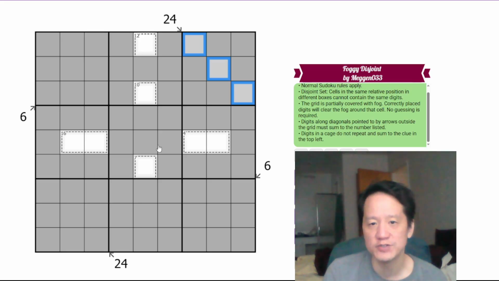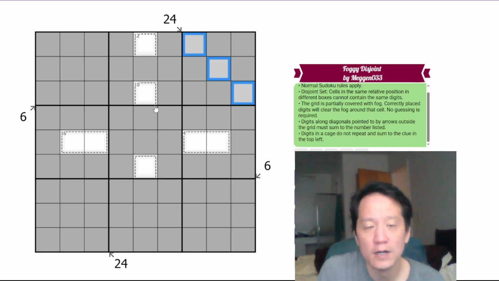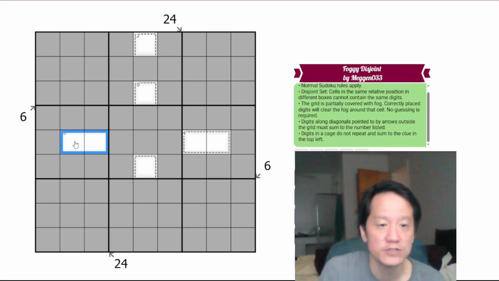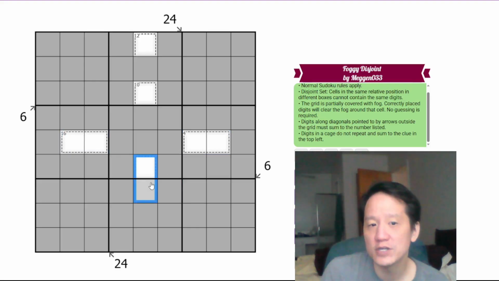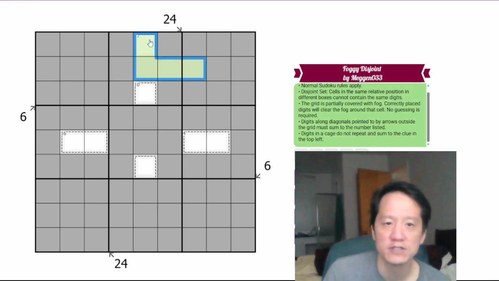And then we finally have that digits in a cage do not repeat and sum to the clue in the top left. So what does that mean? These are killer cages, essentially. For example, these 2 digits add up to 4. These 2 digits add up to 16. This killer cage is interesting, and so are these 2, right? We don't know if these killer cages end here. This killer cage could actually do something like this, and we don't know because the fog is blocking it. So that's interesting about the 10 and the 7 killer cages.